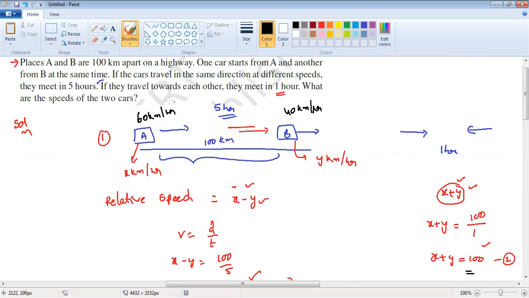Remember, sometimes people get confused about which value to write where, 40 or 60. See, if the speed of car A is lesser than the speed of car B, the chances are very low that they will meet at all, because the other car will go very fast. You cannot meet because this is very low speed, and the distance between them is 100 kilometers. If you take 60 and 40 the other way, now they can meet. So this is one way of cross checking.